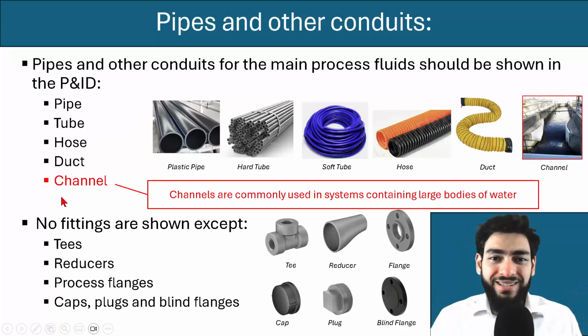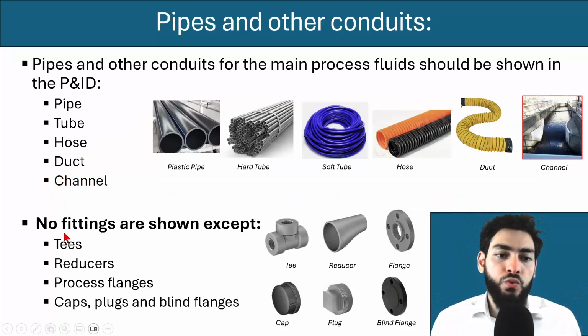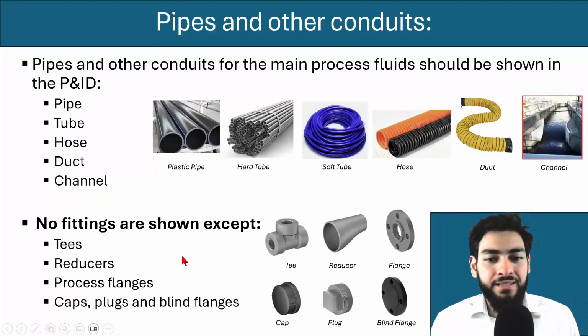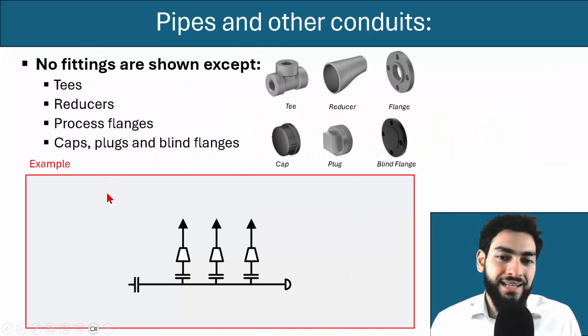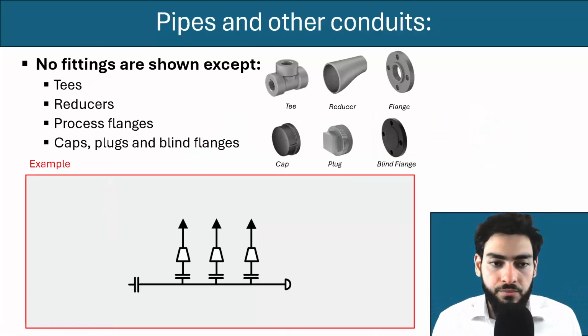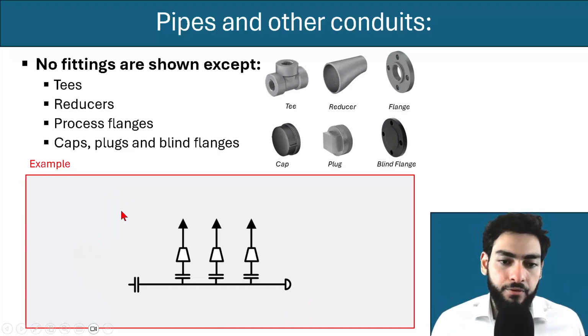When it comes to fittings on P&IDs, you don't show any fittings except the following. You show T's, you could show reducers, you show flanges, caps, plugs, and blind flanges. So let's see an example. Don't worry about the notation, let's just look at the visuals themselves. In this example, you have four process flanges. This is a process flange, this is a process flange, this is one, and this is one as well.